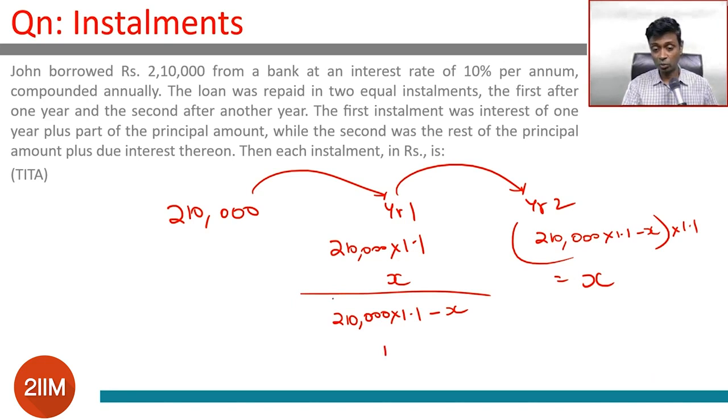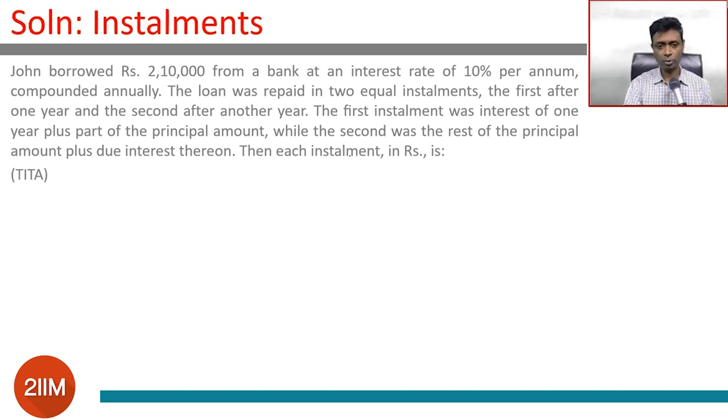11 ones are 11, 1. 11 twos are 22, 23, 2, 31. 2,31,000 minus x into 1.1 equals x. So let's write down this equation. 231,000 minus x into 1.1 equals x.